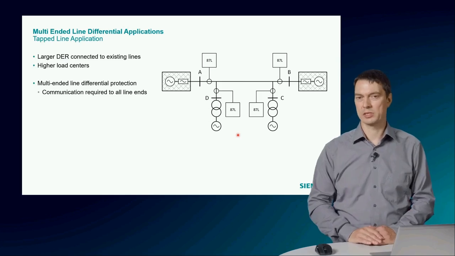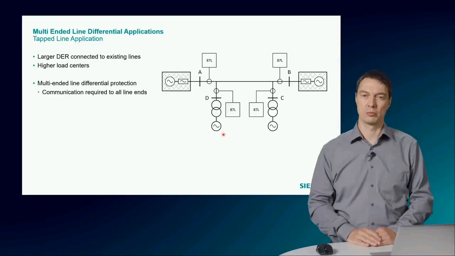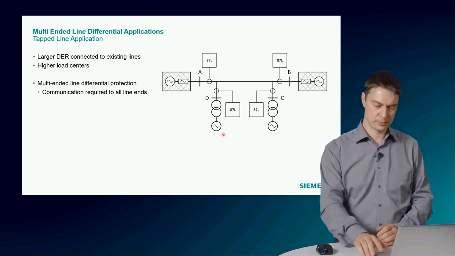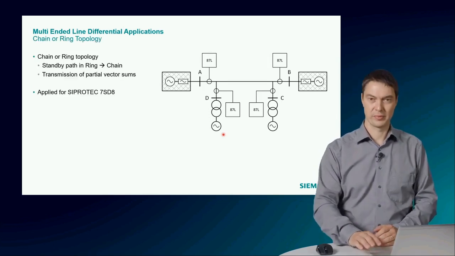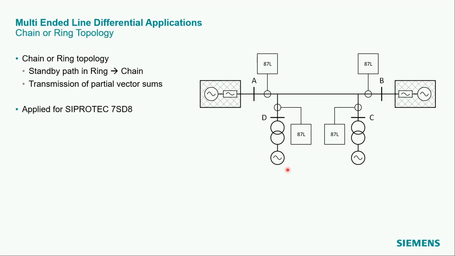For applications with higher load centers or bigger DER connected to the line, it is recommended to build a new substation, of course, or to use the multi-ended line differential protection scheme. In such a scheme, the currents of more than 2 line terminals are compared and need to be transferred between the differential protection relays. We can consider communication channels in a ring, a chain, or as a star. First, look at the chain or ring topology.